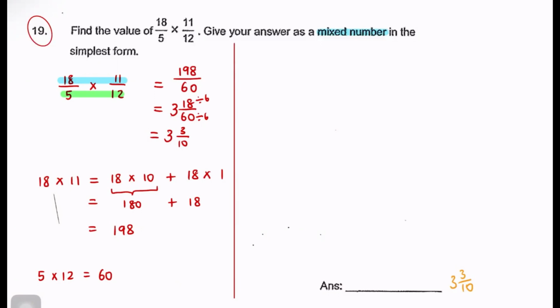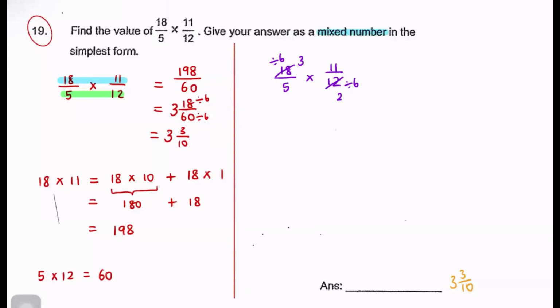What kind of method is it? The cancel method, right? Okay, so now Amber, let's share with us how did you cancel? Let me write it down: 18 over 5 times 11 over 12. Now first, what did you do? We compare 18 and 12, right? What can they both be simplified by? What's the common factor? 3, yeah? No. 6, yes, can be divided by 6. So 18 will become 3, and 12 will become 2.